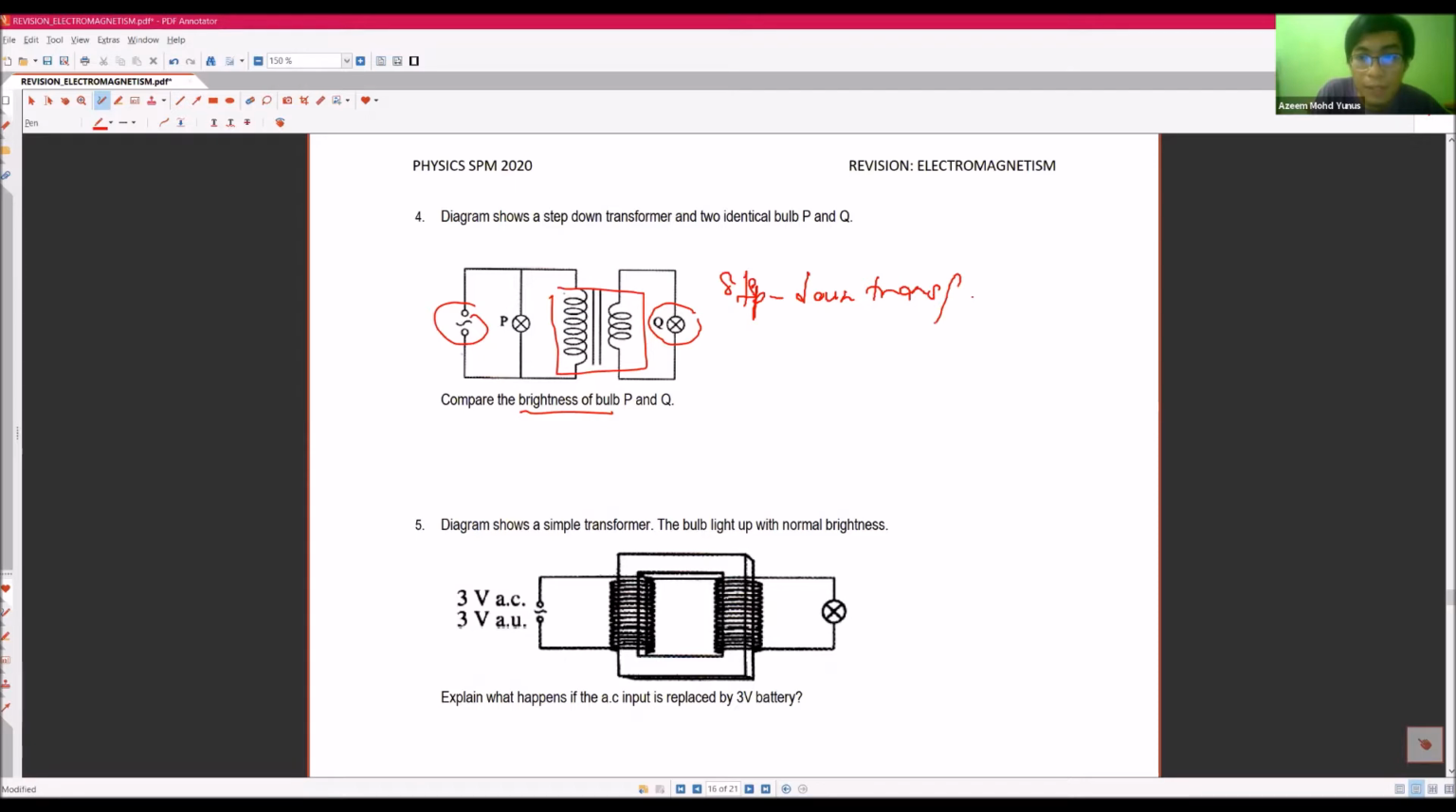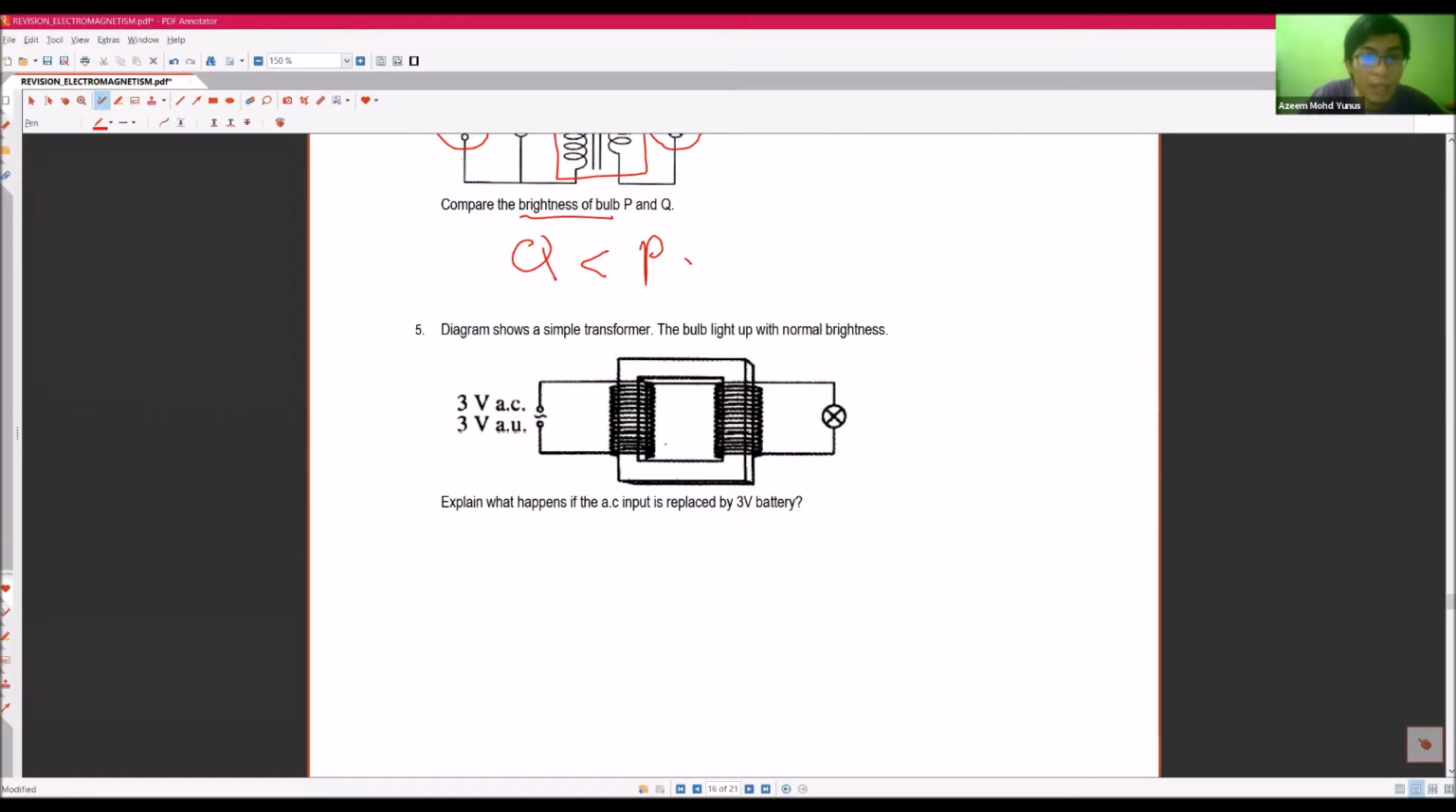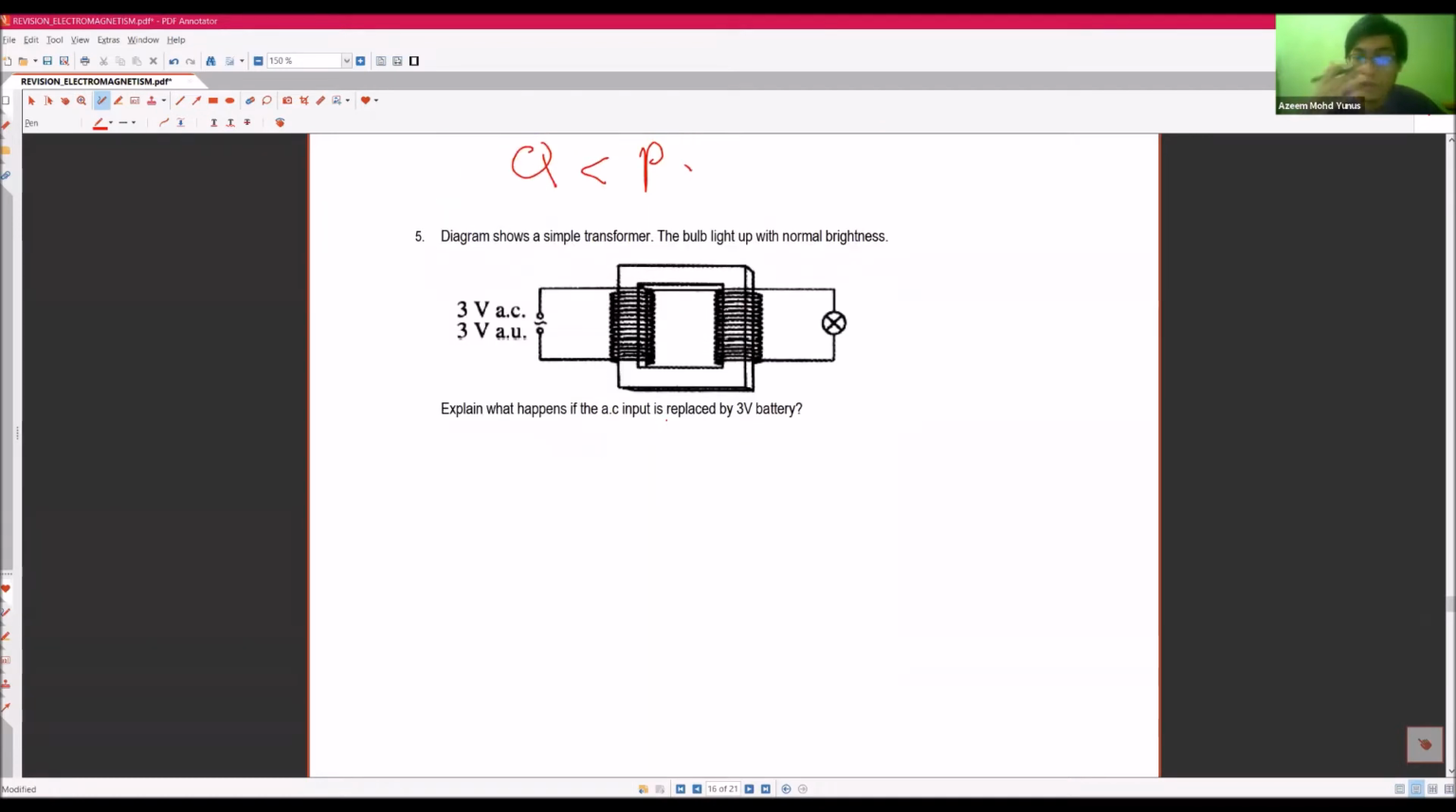So what happened to the brightness? We should observe that Q has a lower brightness than P. Okay. Number 5, the diagram shows a simple transformer with a bulb lit up with normal brightness. What is meant by normal brightness?